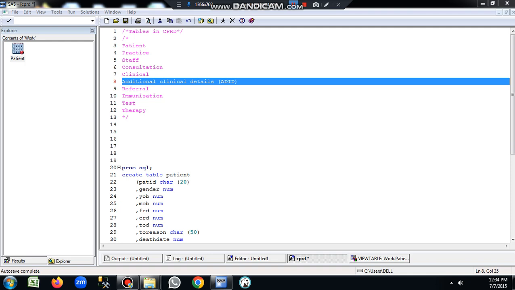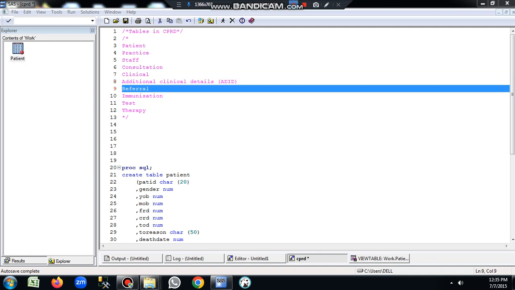Next is additional clinical details. This file contains events basically that can be connected to the clinical table. So you can capture additional information here using which variable? ADID. ADID is a variable that is common to the clinical as well as the additional clinical details table, and we can join these two tables using the ADID variable.